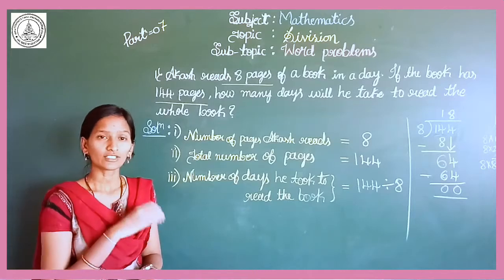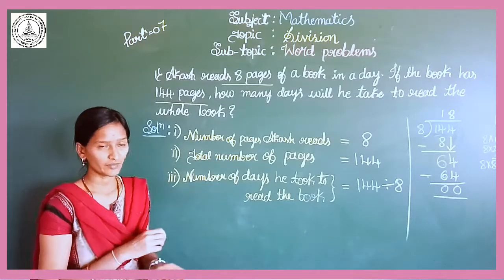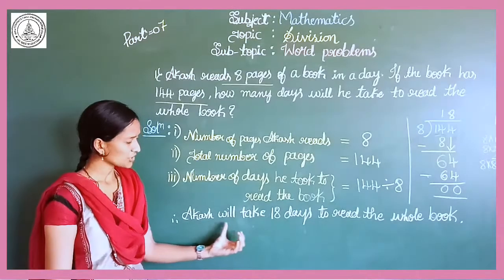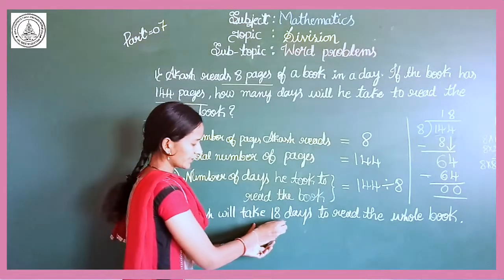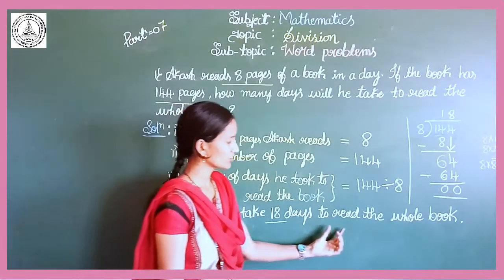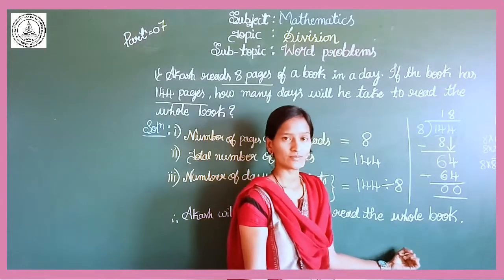Right? So after this, write down the conclusion statement. So students, this is the conclusion statement. See here, Akash will take 18 days. See, that is the quotient, right? So 18 days to read the whole book.